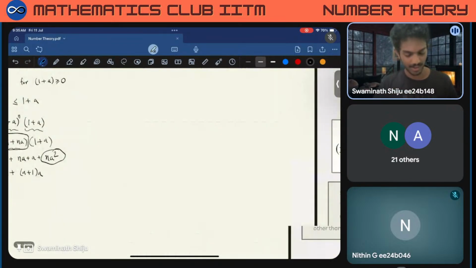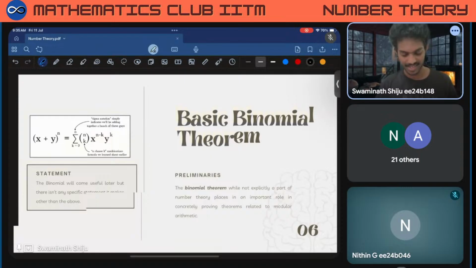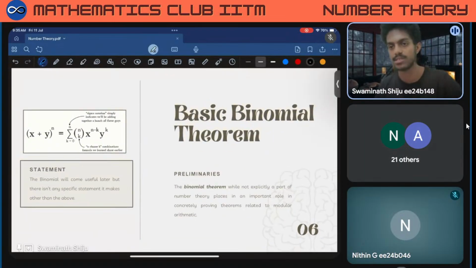Now we go to a new topic. I just want to discuss some basic binomial theorem here. Nothing too crazy, just enough to be good. You'll probably need it later for modular arithmetic and so on.